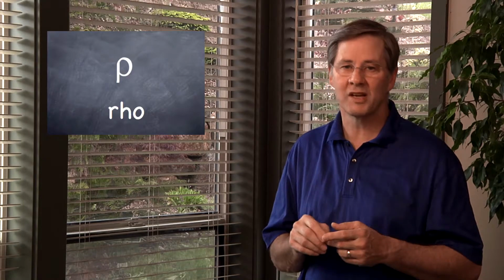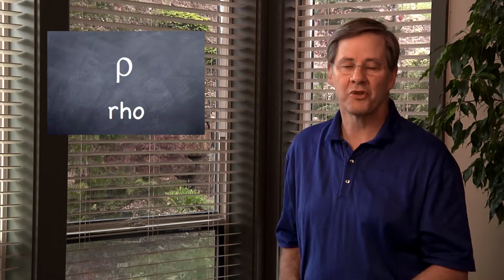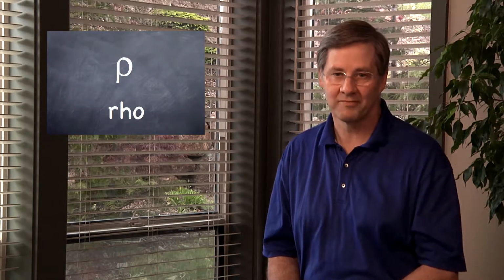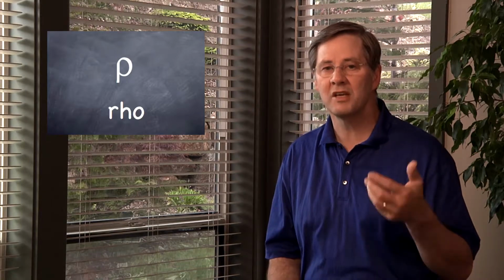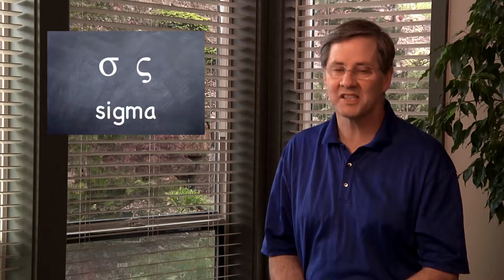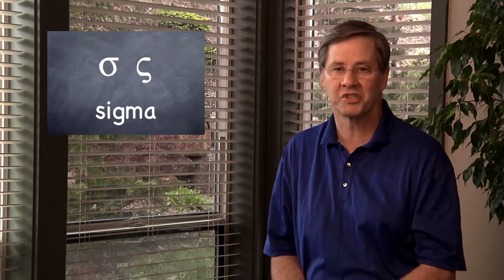Now, the rho kind of looks like an English P, doesn't it? But it's a rho. So the rho is the R sound, like the R in the English word rod. So omicron, P, rho, and then sigma. Sigma is the S sound in Greek, so sigma is pronounced like the S in the English word study.